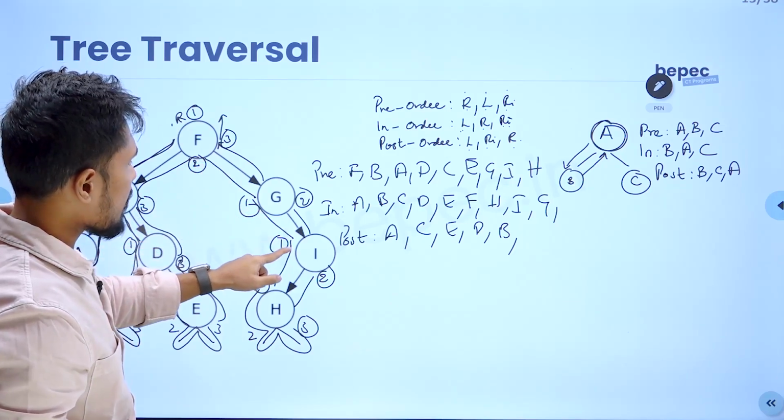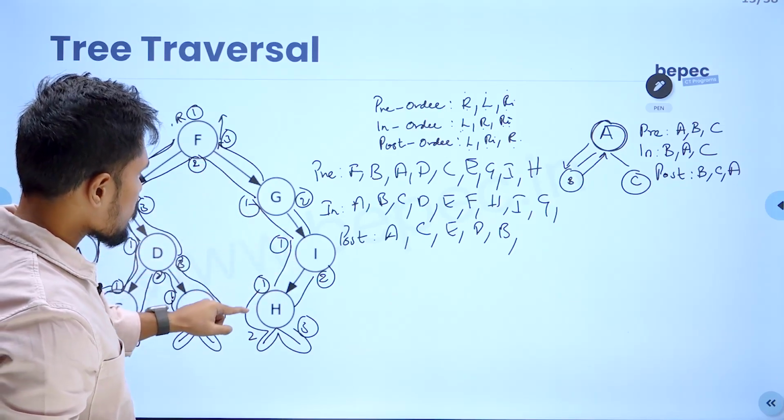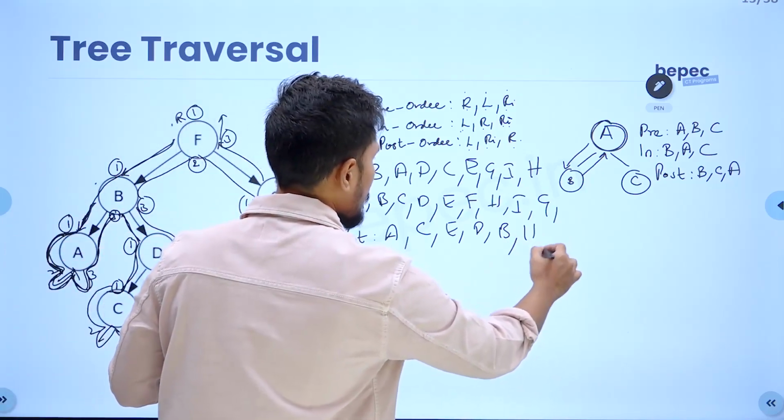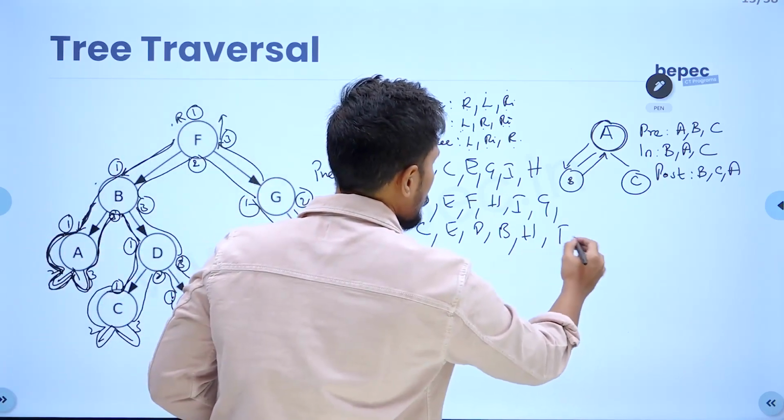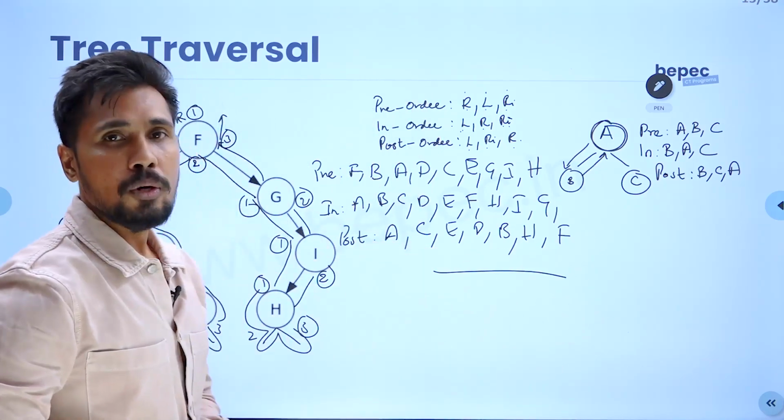So I, again G, I. So H we are hitting for the third time, and again we go to I, G and F, we are hitting for the third time. So this is your post-order traversal.